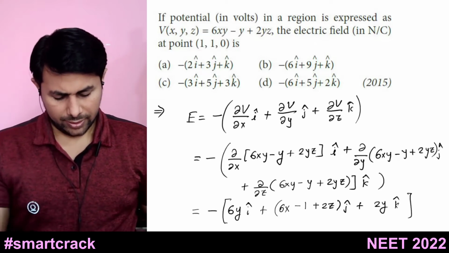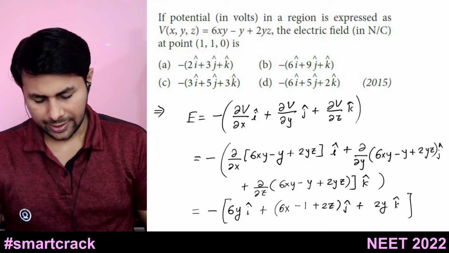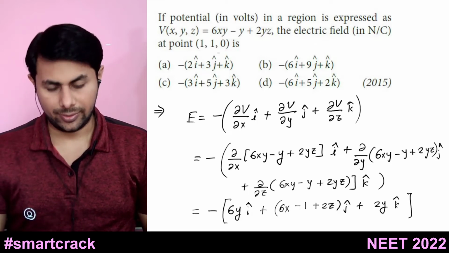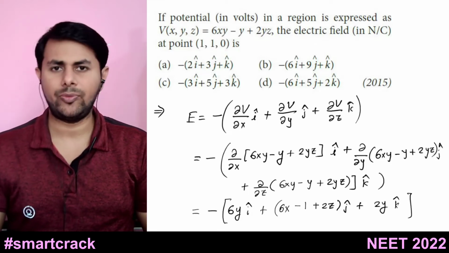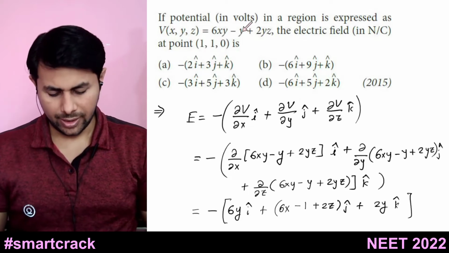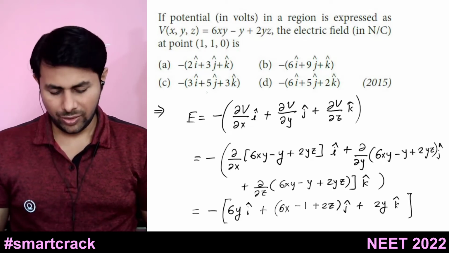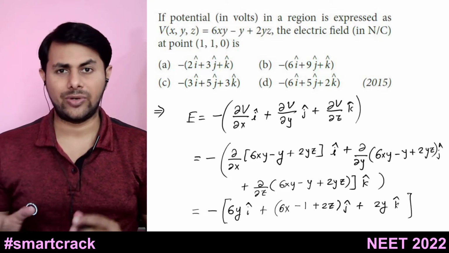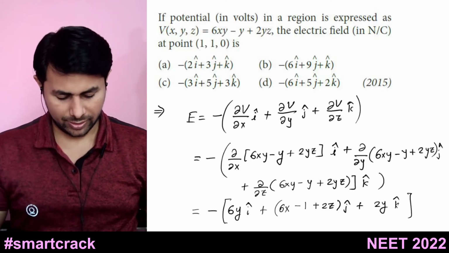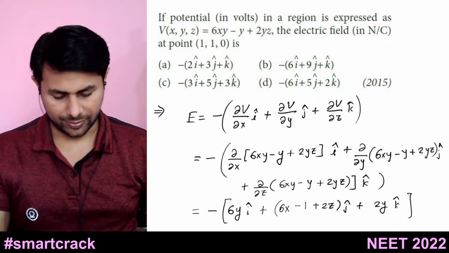Yes. So then we want this at point (1,1,0). Okay, so we want the electric field. We found the formula for the electric field in this region, having the potential described by this formula. We want the electric field at point (1,1,0). So let's substitute the point.